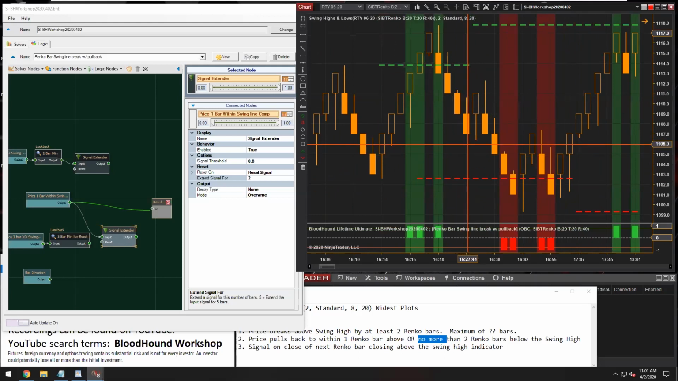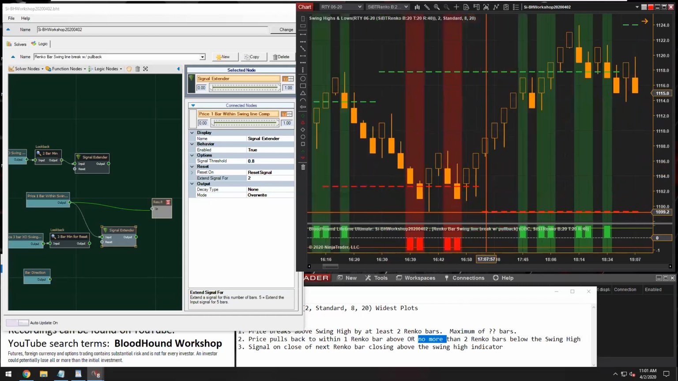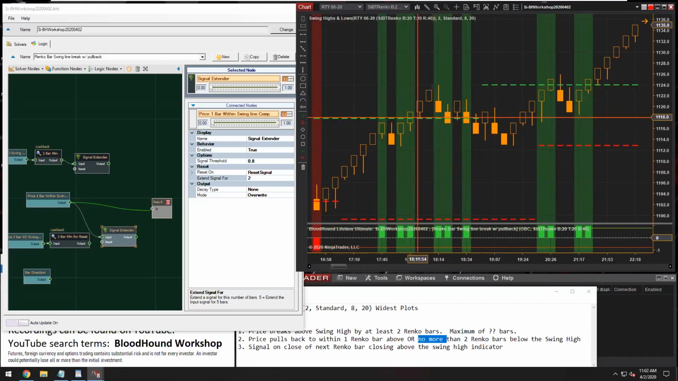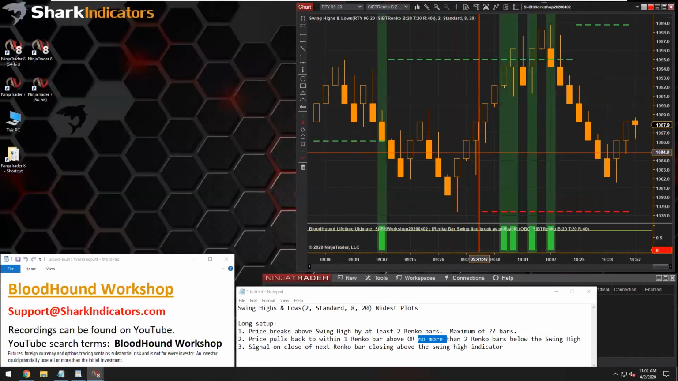What I'm looking for is the crossover, then the pullback. Let's see. No, that was not a setup. So we have the crossover, and then we get a pullback, and I'm trying to find a 2-bar pullback. I was trying to find a 2-bar pullback to help illustrate this, but I'm not finding one here. So I'm going to add a few more days of data on here, see if I can find at least a 2-bar pullback.